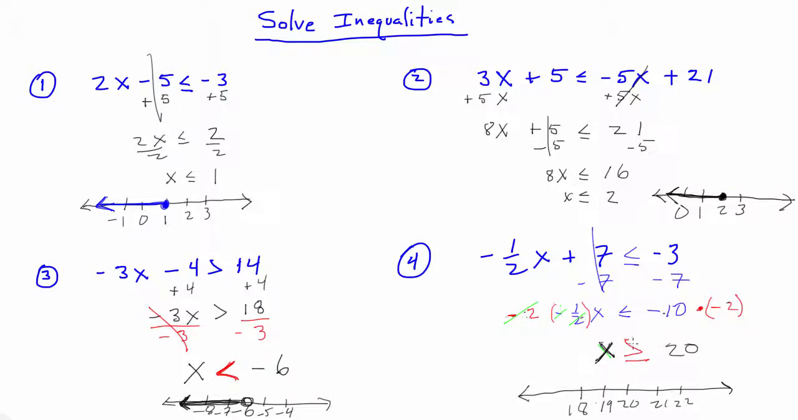Okay, so this says x greater than or equal to 20. So the or equal to part, if you want to be equal to 20, you make a dot. And if you want to be greater than 20, you go to the right. And there you go, and we're done with those.